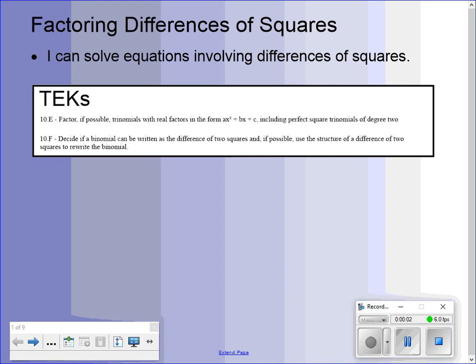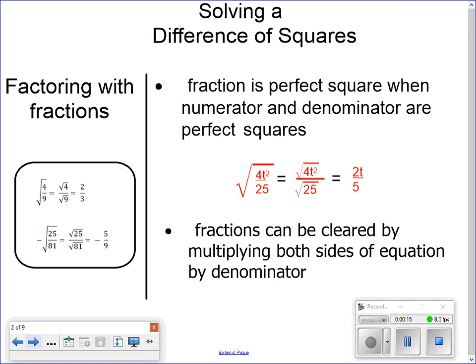Okay, in this lesson we're going to be talking about how to factor using a difference of squares. By the end of this lesson you should be able to solve equations that involve differences of squares. When we're solving differences of squares equations, it's important to be aware of what we do when there's fractions.